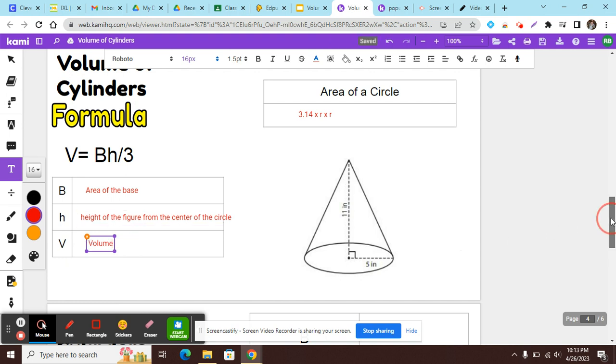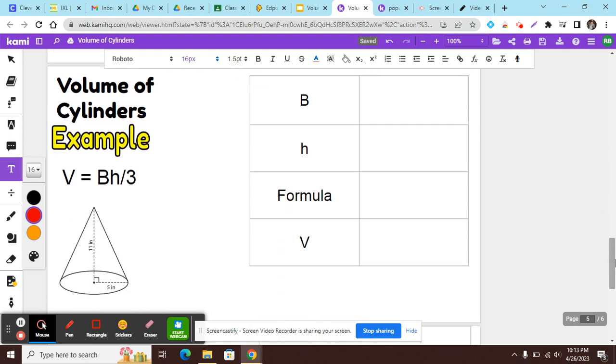So let's go ahead and I'm going to model one here now. So we're going to start with our area of the base. Area of the base, we're saying is 3.14, which is pi, times 5 times 5. Okay, when we put that together, we get 78.5, I believe. Let me put that in my calculator just to be sure because I don't know that one off the top of my head. So 3.14 times 5 times 5 is in fact 78.5.